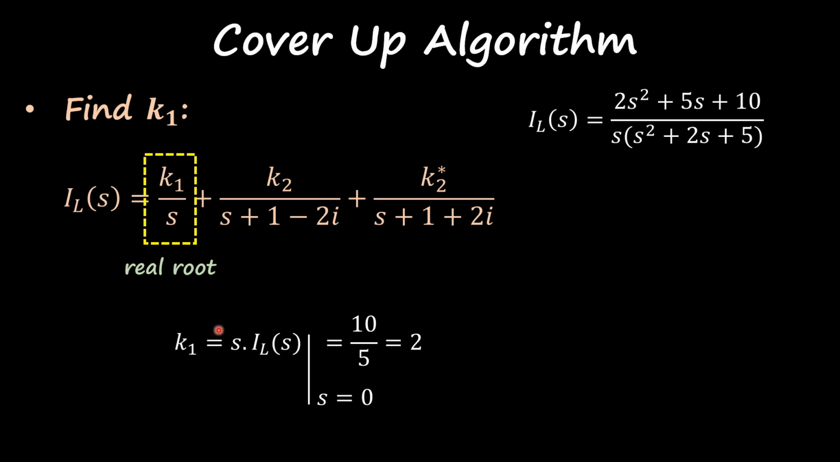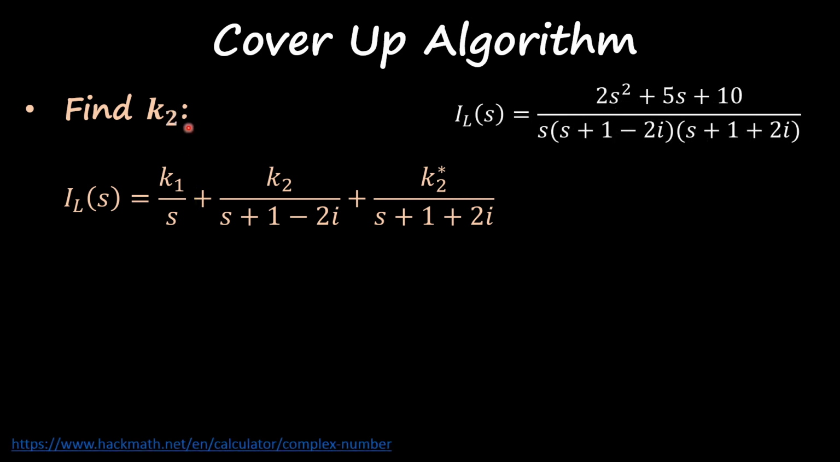Alright, so k1 is equal to the pole of interest, which is my s, times IL of s when s is equal to 0. That's my pole at s equal to 0. So if I put that s over there, it cancels out, and if I substitute s by 0, you see that you get only 10 divided by 5, which is equal to 2. So k1 equals 2.